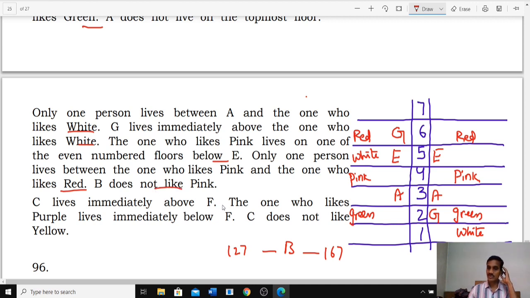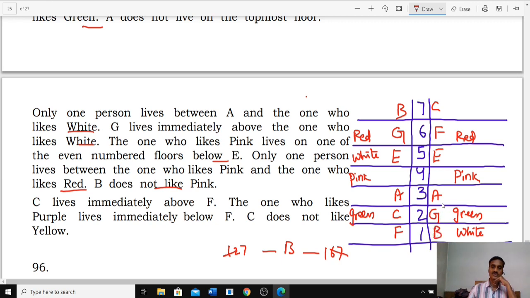C lives immediately above F. C and F must be here. Here, C and F are placed at 1 and 2 among 1, 2 and 7, so B must be on the 7th floor. In the other case, among 1, 6 and 7, 6 and 7 are already occupied. Hence, this B must be on the 1st floor.